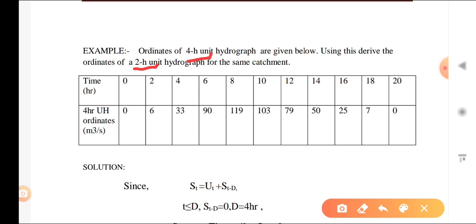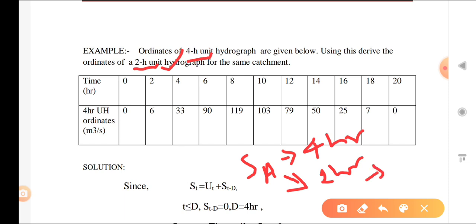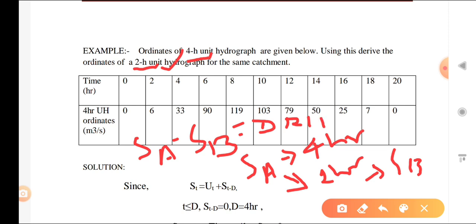Okay. So what we have to do? First of all, we have to find SA for the given hydrograph, that is for 4 hours. And we have to lag that SA by how much? That depends on the unit hydrograph we require. We require a 2 hour unit hydrograph, so we lag that by 2 hours, and that will give the SB. Next, we have to take the difference SA minus SB. SA minus SB is nothing but the DRH.